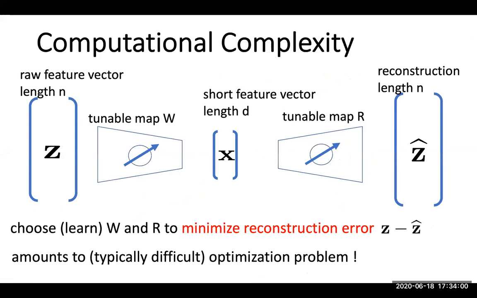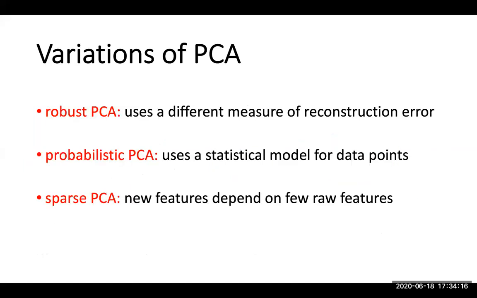Okay, and therefore I want to briefly also introduce another method for dimensionality reduction, which doesn't need any principal component analysis at all, and which is based on random projections. But before that, I would like to briefly go over a few variations of PCA. So the first variation is robust PCA, which uses a different measure for the reconstruction error.